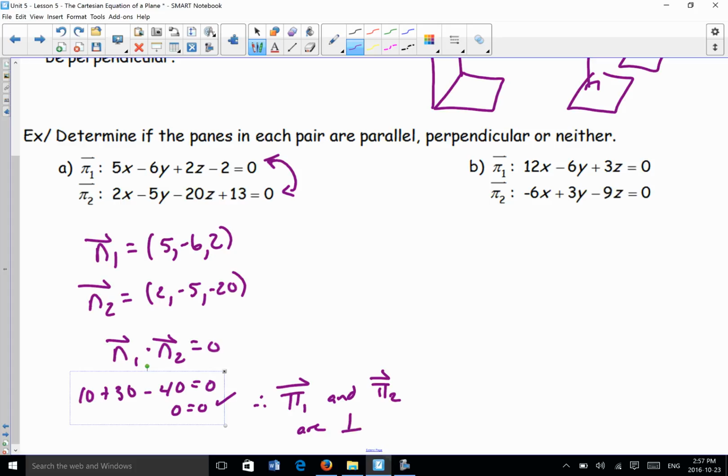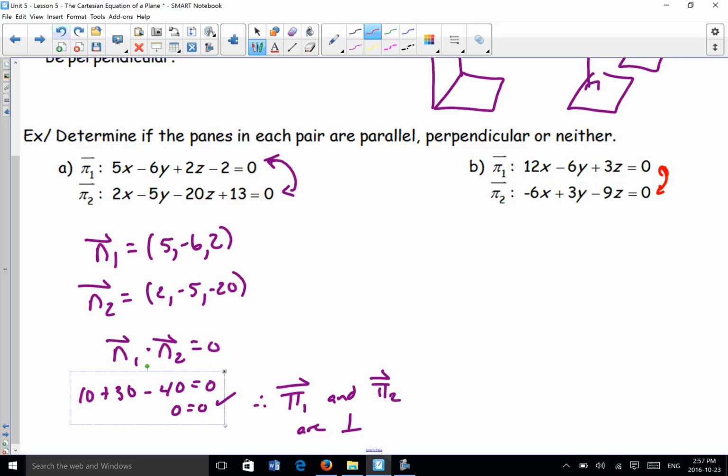Take a look at the second one. Again, we're looking for a multiple. That's the quick way of doing it. Is there a multiple between these two coefficients? So negative 2 times 6 is 12. Negative 2 times 3 is negative 6. Negative 2 times 9, oh, it's not 3. So those are not parallel. And we were on the right track at the beginning, but it didn't turn out they're parallel.